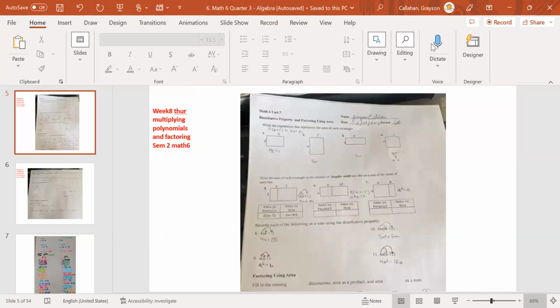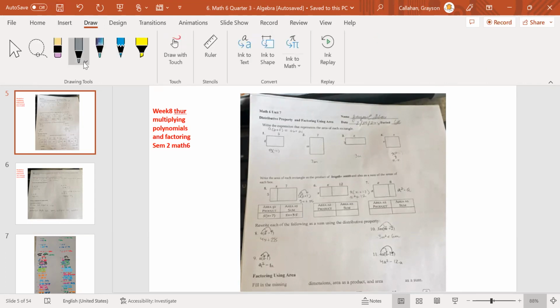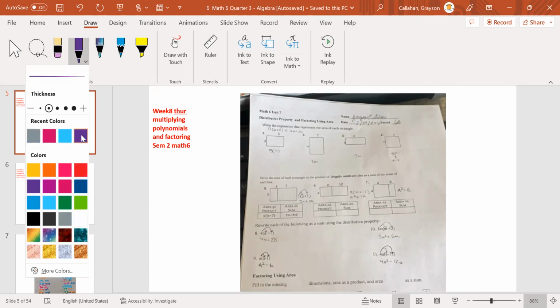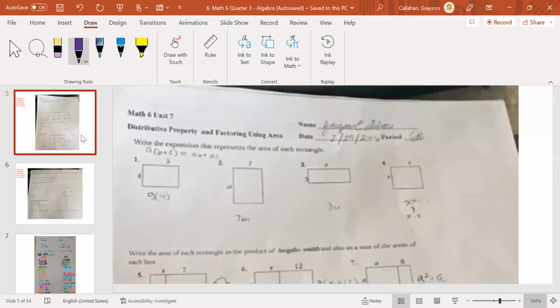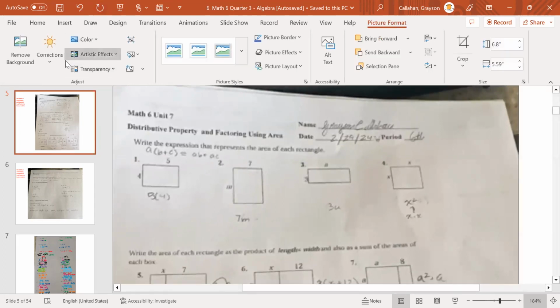Okay, so week 8, Thursday, we're going to continue on. This topic is going to be on multiplying polynomials and factoring for semester 2, math 6. All right, let's start off with number 1. It says, write the expression that represents the area of each rectangle.